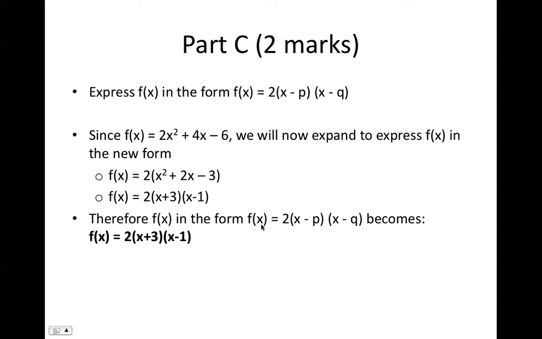Therefore f of x in the form 2(x minus p)(x minus q) becomes f of x equals 2(x plus 3)(x minus 1). From here we can see that the x-intercepts of this equation are x equals negative 3 and x equals 1, but that's not what they're asking, but that's just a good thing to know.